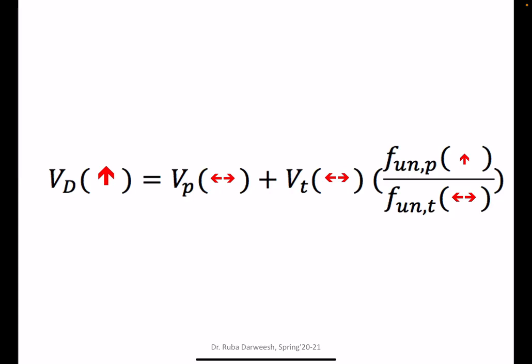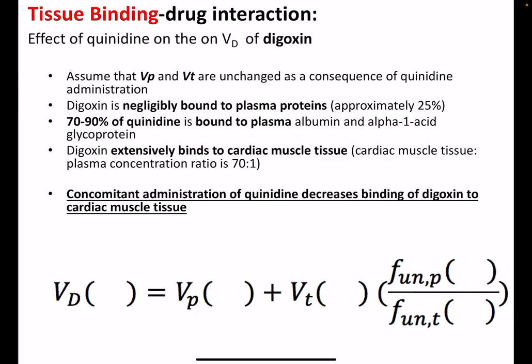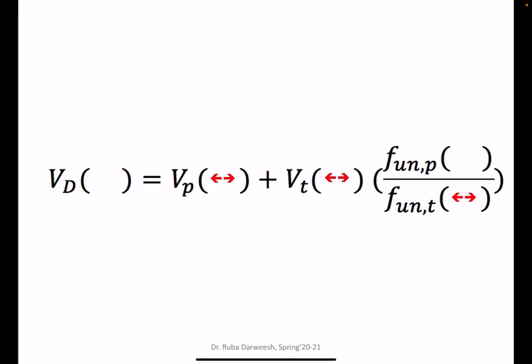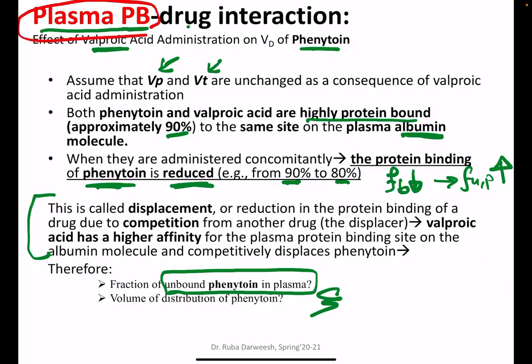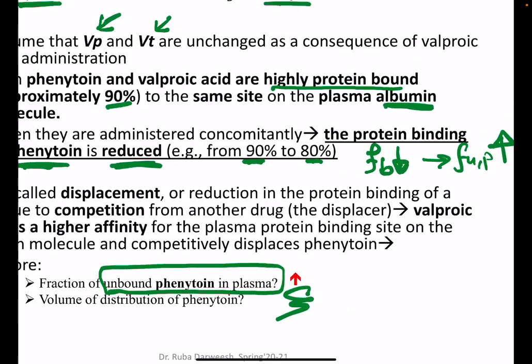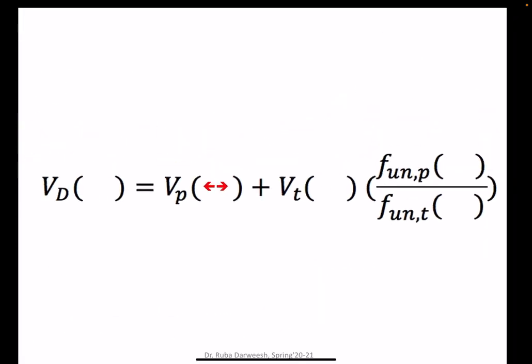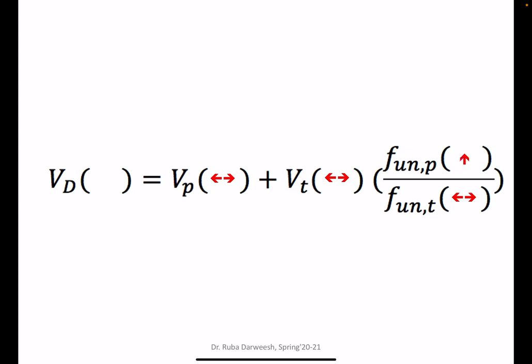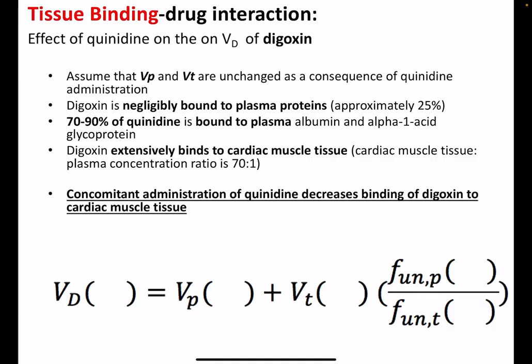In this case, the first case, again, we were talking about what? Plasma protein binding. And in the second case, we are talking about tissue binding, in which we are talking about how much the fraction free or unbound in the tissue is affected. In this example, we have the effect on the volume distribution of digoxin by quinidine, okay?